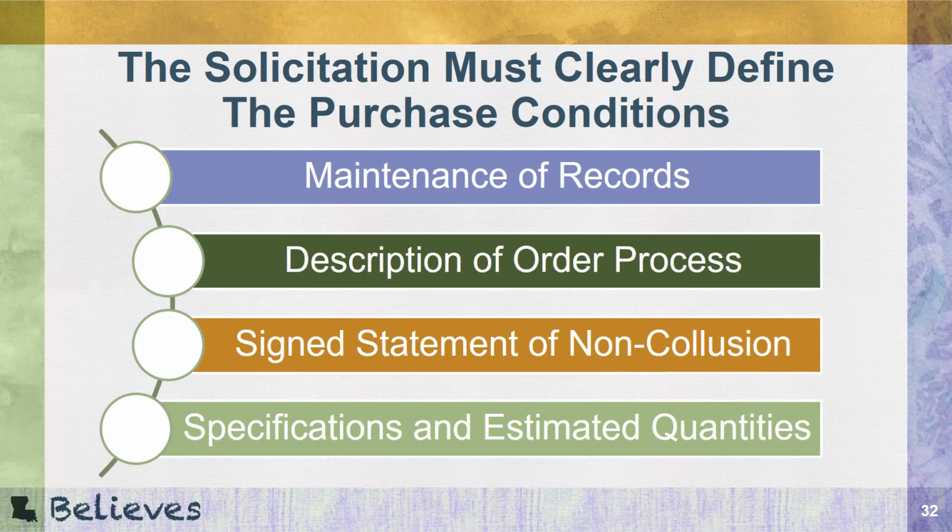So you've got to make sure that you define all the purchase conditions, such as maintenance of records, how you're going to order. You have to complete the signed statement of non-collusion and provide detailed specifications and estimated quantities of the products that you're planning to purchase.